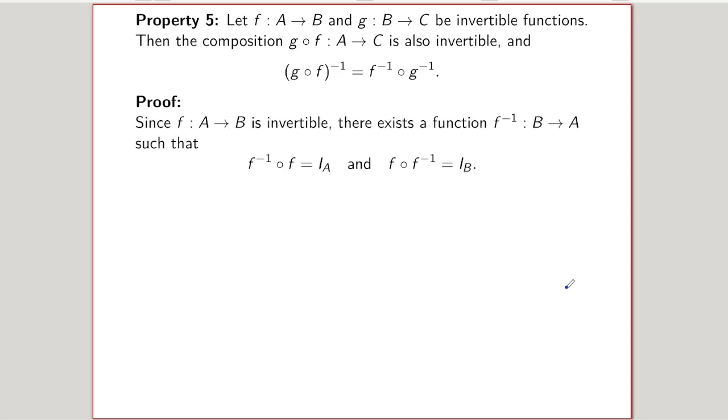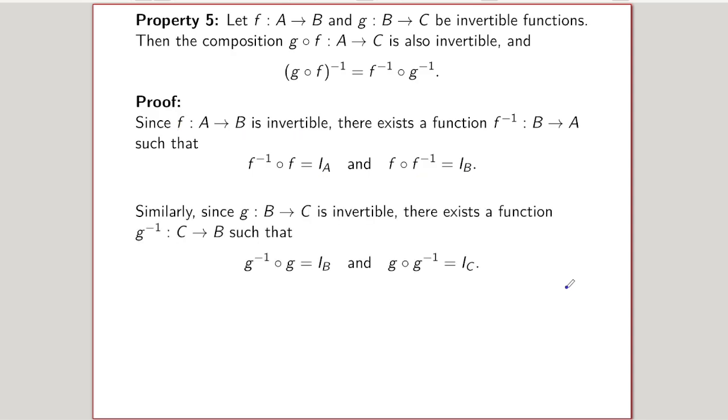So to prove this one, we know that f is an invertible function. So we'll have f inverse from B to A, and we are well acquainted with this condition now. If I take f inverse composition first, I'll get I_A, that is the identity map on the domain of f. And if I take the composition in the second place, I'll get the identity map on the codomain of f, that is I_B.